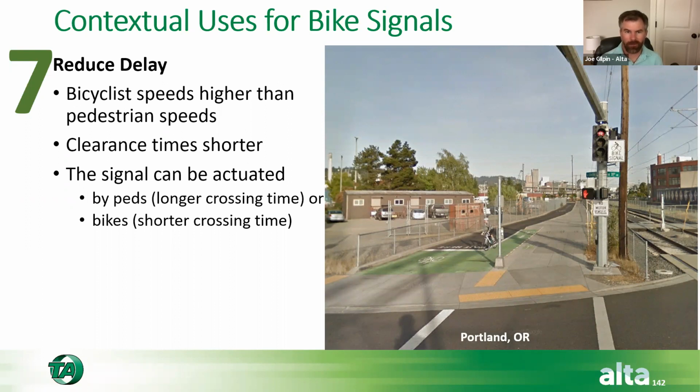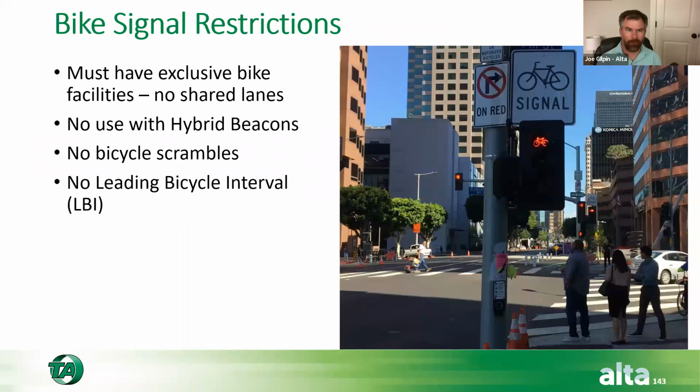So if you're a pedestrian, you can still come up, hit the button, and get your full clearance time. But if you're a bike, you come up, you get less clearance time because you're moving a lot faster. You're able to move faster than a pedestrian, so able to pick up some efficiency. So really a neat ITS way to look at reducing delay and having a safe crossing for bicyclists here. So kind of an interesting way here.